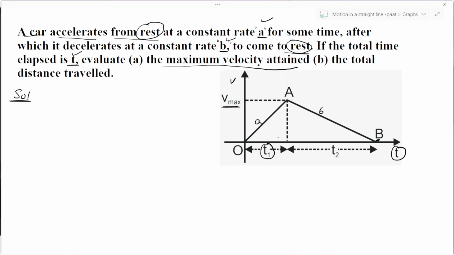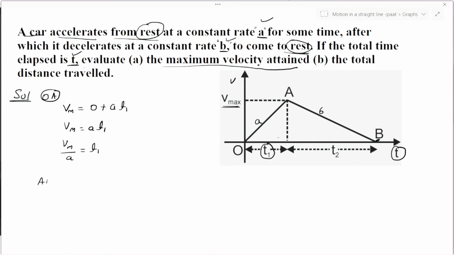For the OA section, that means the accelerating part, we are using the first equation of motion, which is v equal to u plus at. That means final velocity equals initial velocity plus acceleration into time. In this part the final velocity is V max, so we are writing Vm for V max. The initial is 0, plus acceleration is a and time is t1. So Vm equals a times t1, or we can write Vm by a equal to t1.